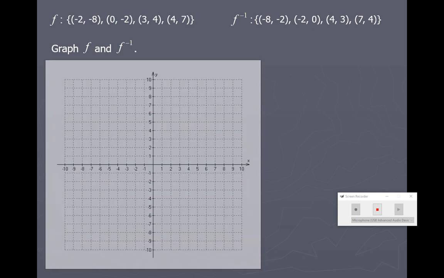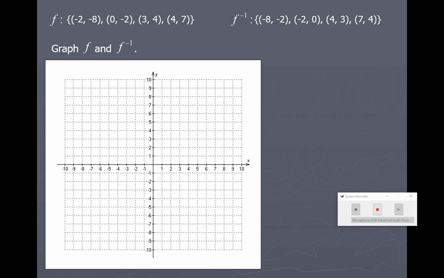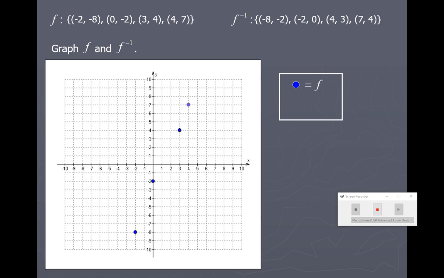Here's the original points. I'm doing them in blue and red. You might want to do them light and dark, or do dots for the f and little x's for the f inverse. You want to be able to see the difference between the two. I'll get my first set of points up there. If I was graphing f, I get (-2, -8), (0, -2), (3, 4), (4, 7). There's my function in blue. Again, you might want to go with dots for f if you don't have a separate color. If you've got a separate color, well, you can do what I'm doing and do it in 2 separate colors.